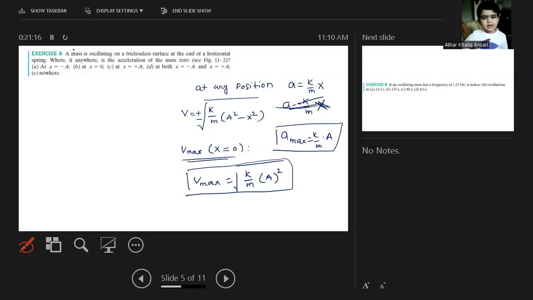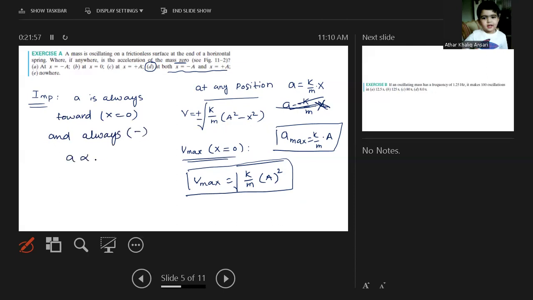Now, this question is easy for you. When you are asked where the acceleration of the mass is maximum, you know it is at x is equal to plus a and x is equal to minus a. But a very important thing to remember about acceleration is that it is always toward the equilibrium position, toward x is equal to 0, and always negative. Wherever the position is, it is negative, and acceleration is proportional to negative x.